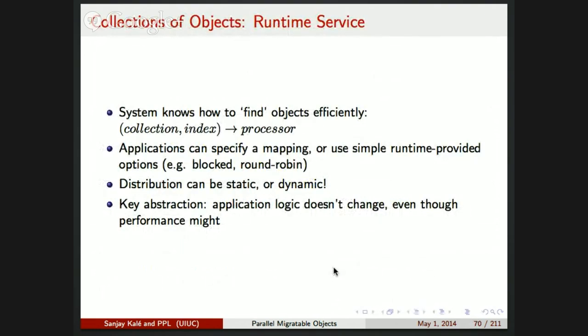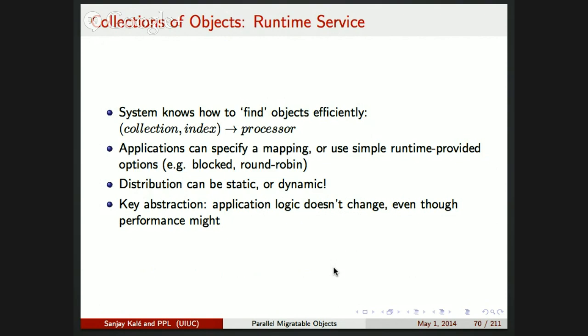Okay, so here's how the runtime is actually going to treat these objects. The system is going to know how to find the objects efficiently based on what collection it's part of and what index it can find its processor. Again, the applications can specify mapping, or if not, the runtime system will try and provide something sane, such as block or round robin mapping. And the distribution can be static or dynamic.